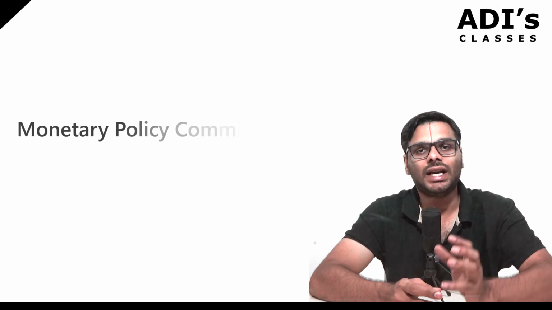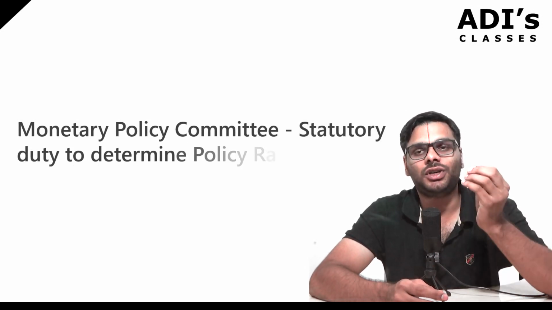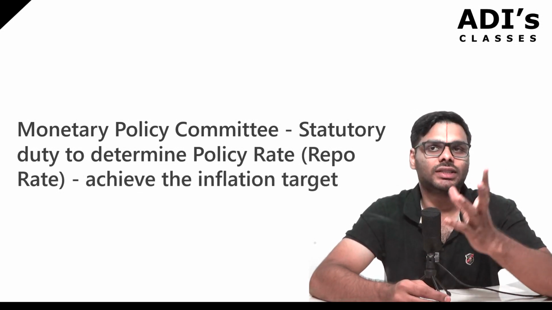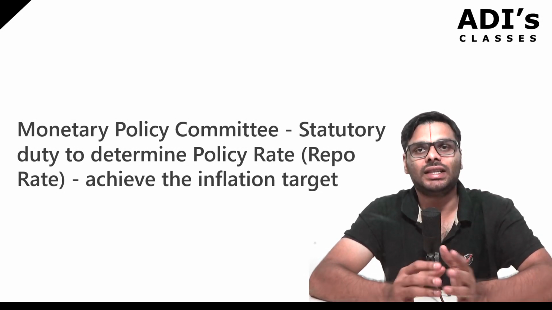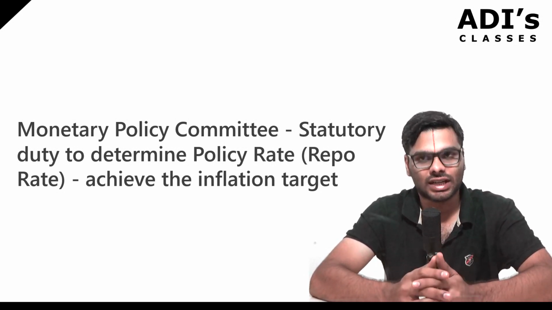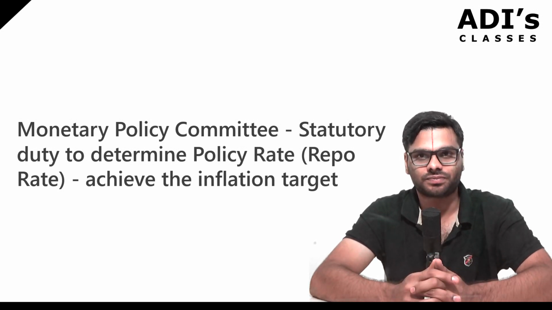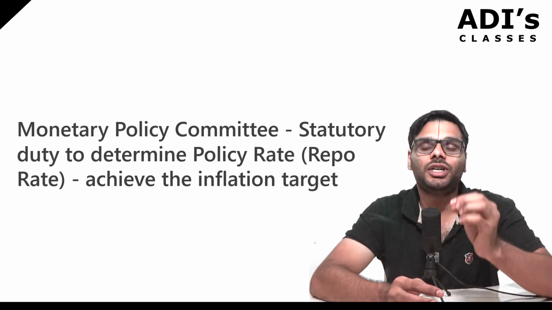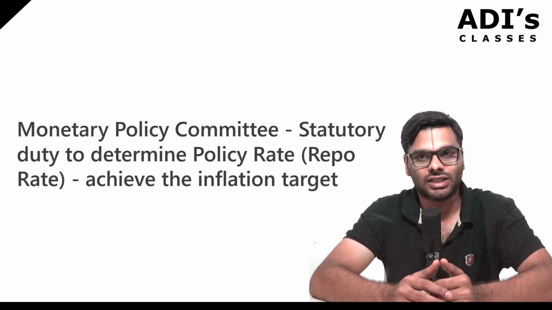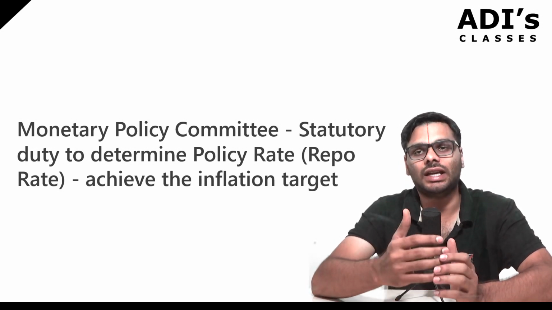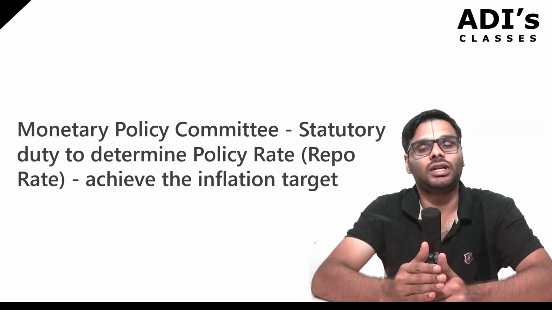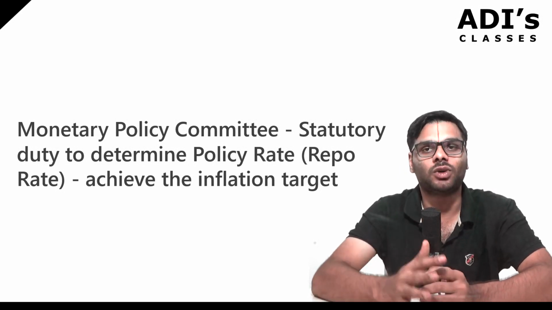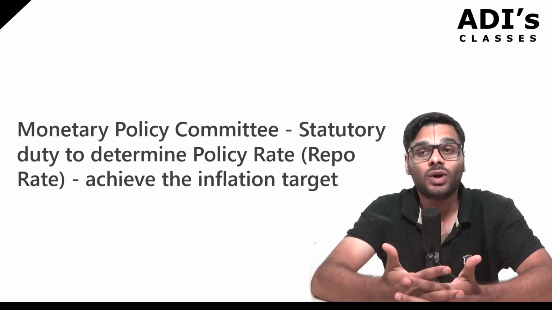The Monetary Policy Committee has been entrusted with the statutory duty to determine the policy rate required to achieve the inflation target. So just now we discussed that there is an inflation target that the RBI and government have to together achieve by discussing with each other. Now, the Monetary Policy Committee has also been entrusted with the statutory duty to determine the policy rate required to achieve the inflation target. So how do we achieve an inflation target? Now, let's say I don't want inflation to go above 4% or 5% per year. I don't want inflation to go more than 4 to 5%. How do I achieve this?